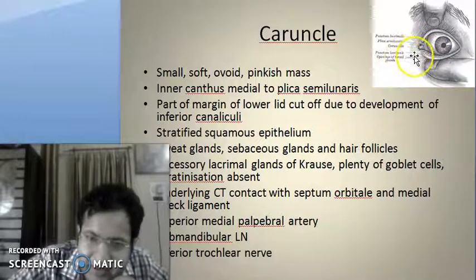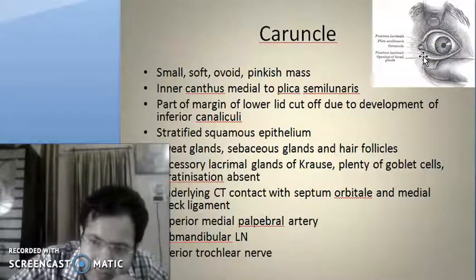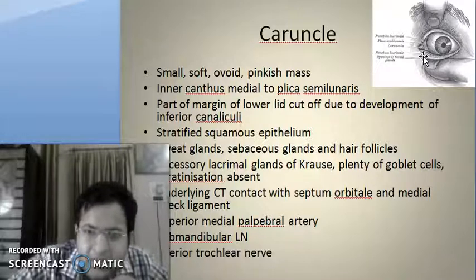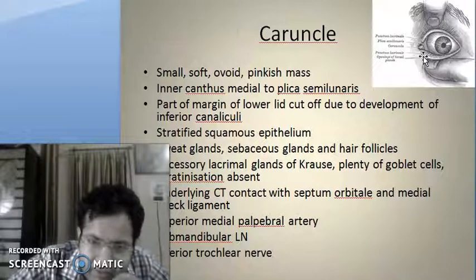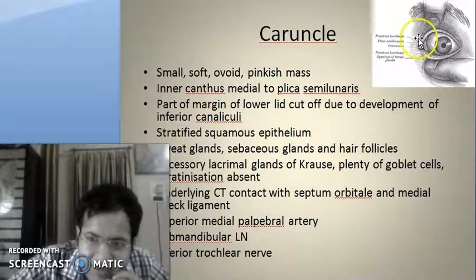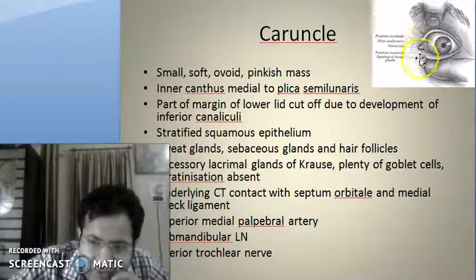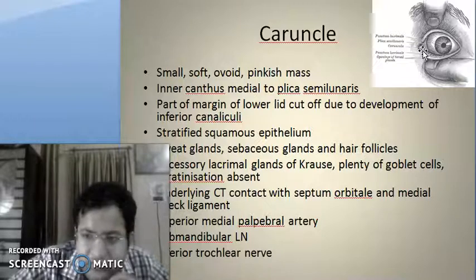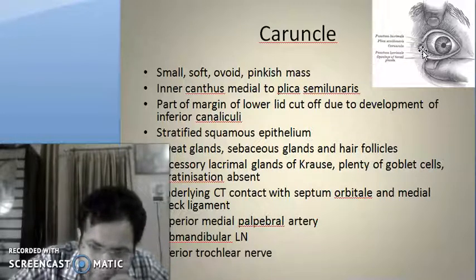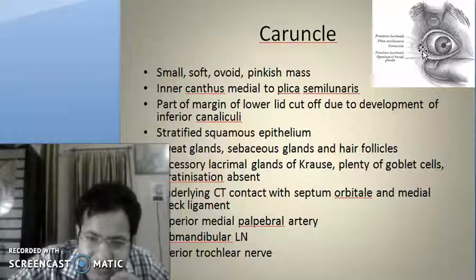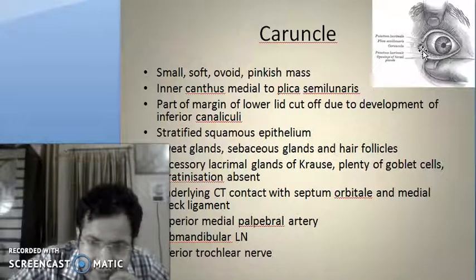And what is caruncle? It is part of the margin of the lower lid which is separated from the lower lid because of the development of inferior canaliculi. What is the lining epithelium of the caruncle? It is stratified squamous epithelium. Many sweat glands, sebaceous glands and hair follicles are present at the caruncle, and that's why lesions of the glands and the follicles can be present here. Accessory lacrimal glands of Krause and plenty of goblet cells are present here. Keratinization as seen in the skin is absent at the caruncle.